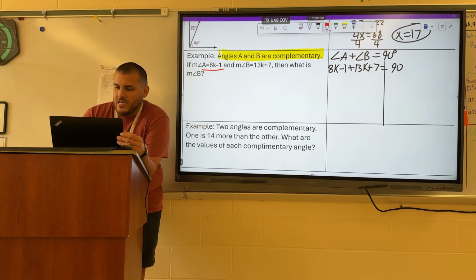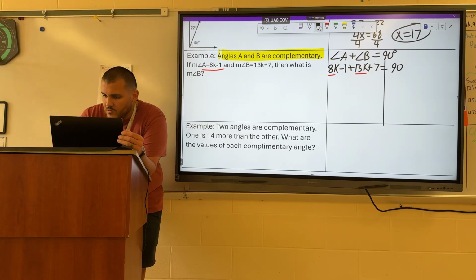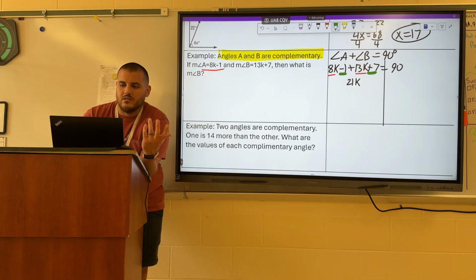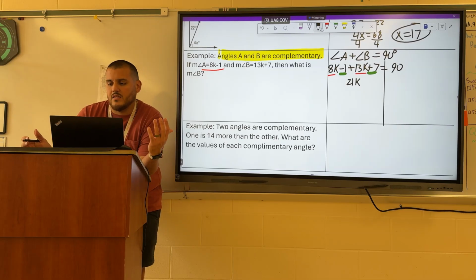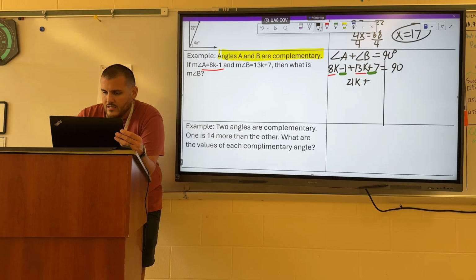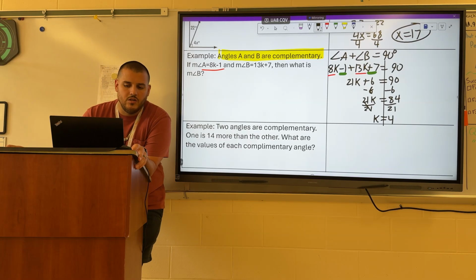So combining like terms, I have 8k and 13k on the same side of the equal sign. I combine them with the signs that they have. That's 21k. I have this -1 and +7, also like terms on the same side of the equal sign, so I'm using the signs that they have. -1 plus 7 gets me to plus 6. 2 more steps from here. I gotta subtract 6 from both sides to get that 21k alone. So I'm subtracting by 6, that gives me 21k equals 84. And I can divide both sides by 21 to solve for k, which is gonna be 4 units, right?